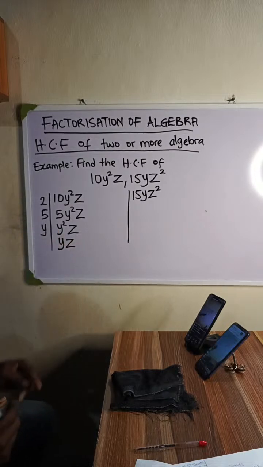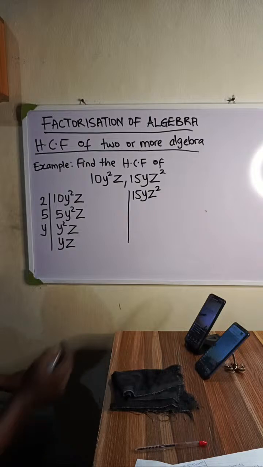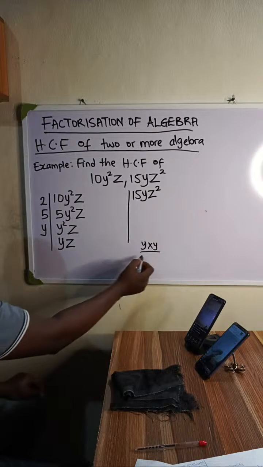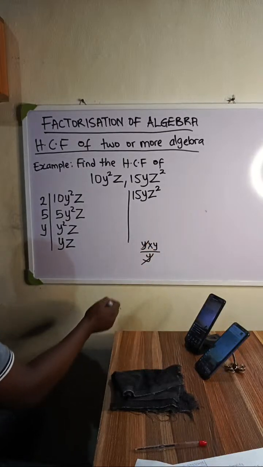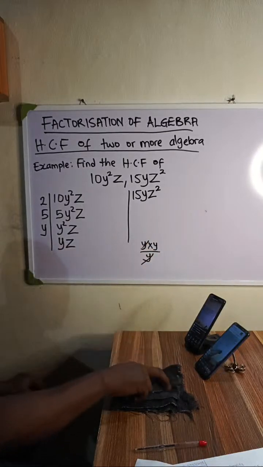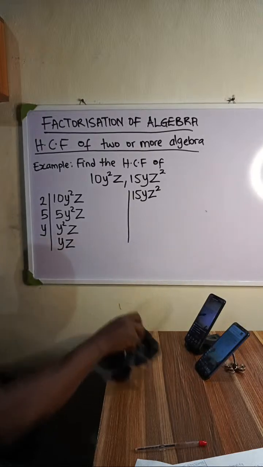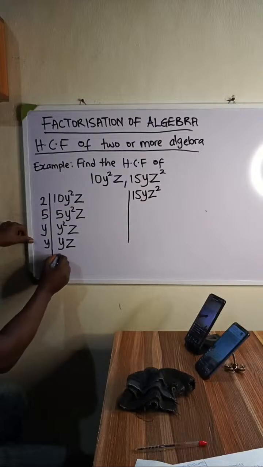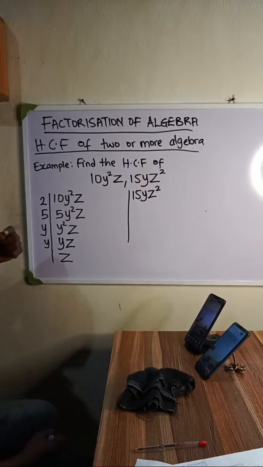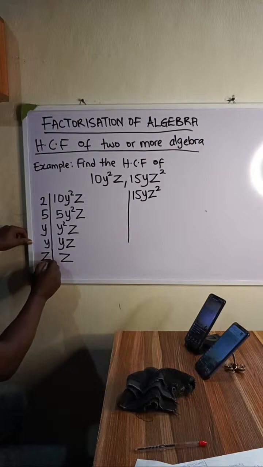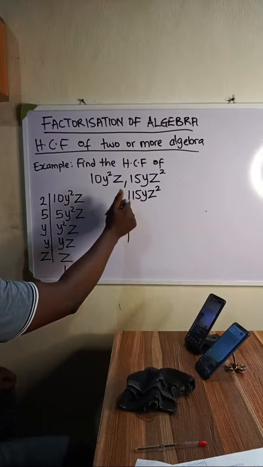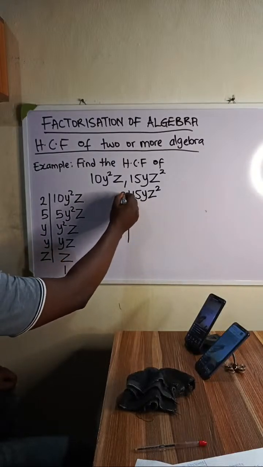Because y squared is the same thing as y times y. When it is divided by this y, the y will cancel y, so we will be left with y. Okay? So next we divide again by y, and then we're going to have z. If we divide by z, now we're going to have 1. Okay? So we go to this one.